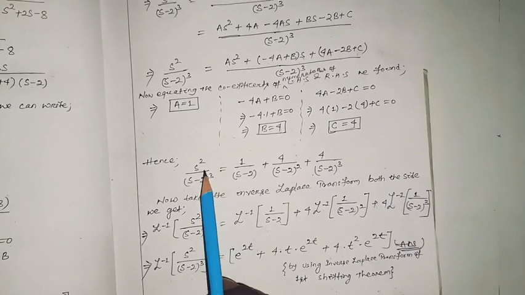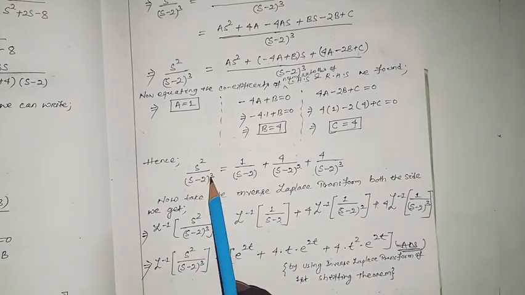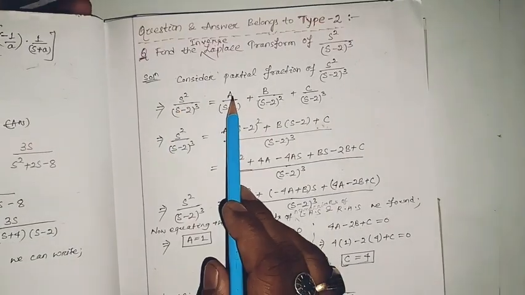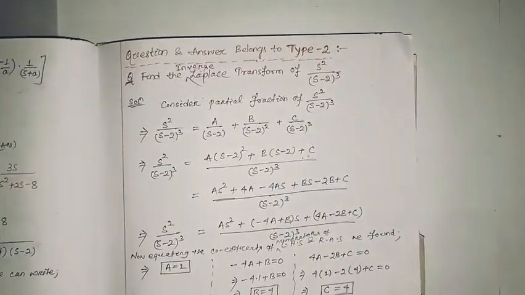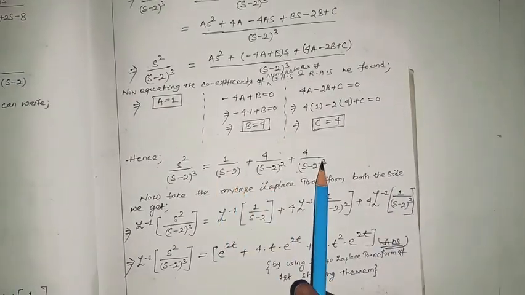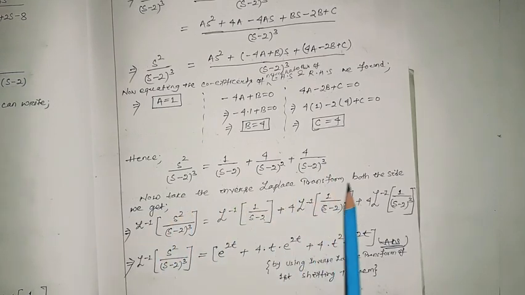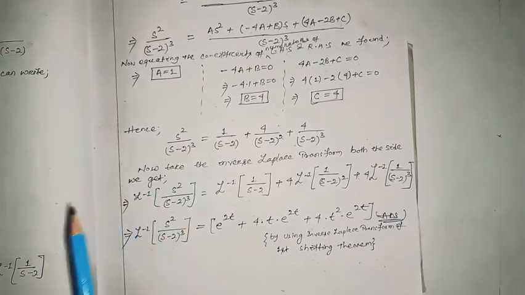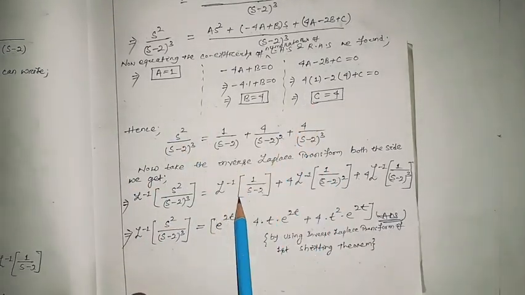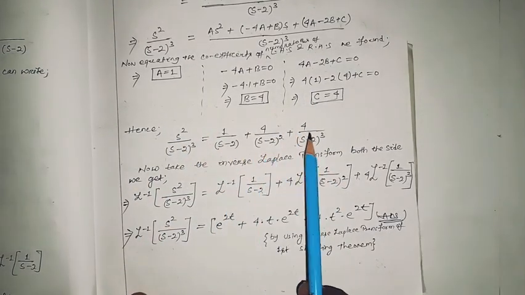Okay, hence (s square by (s minus 2) whole cube), that means this one will be: A is your 1, B is your 4, and C is also your 4. Now take the inverse Laplace transform on both this side and this side. Inverse Laplace transform of this term and this term, what we intend to find out.